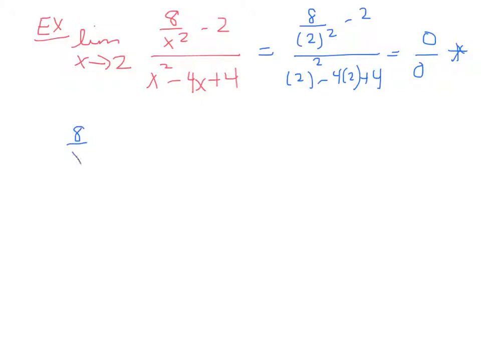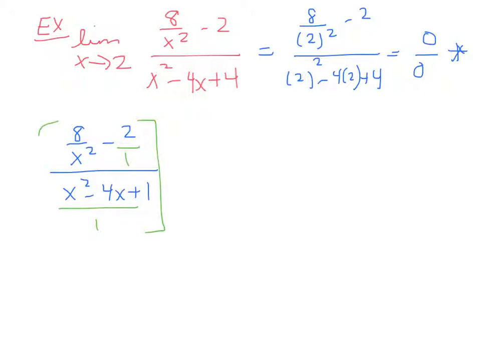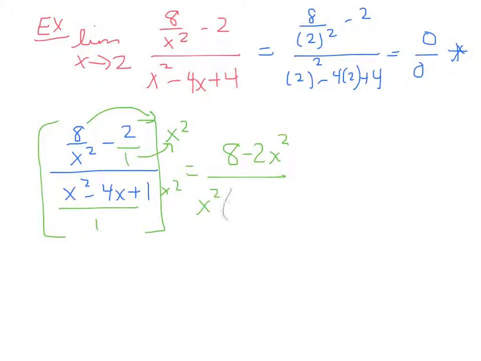8 over x squared minus 2 all over x squared minus 4x plus 4. Well, this is a little bit easier complex fraction because that 2 is really a whole number and this trinomial is really a whole number. So the only denominator I need to do something with is x squared. So we're going to take everything and multiply it by x squared. When I multiply this expression, I'm left with 8. When I multiply this expression, I'm left with -2x squared. When I multiply the bottom times x squared, I get x squared times that nice little trinomial.